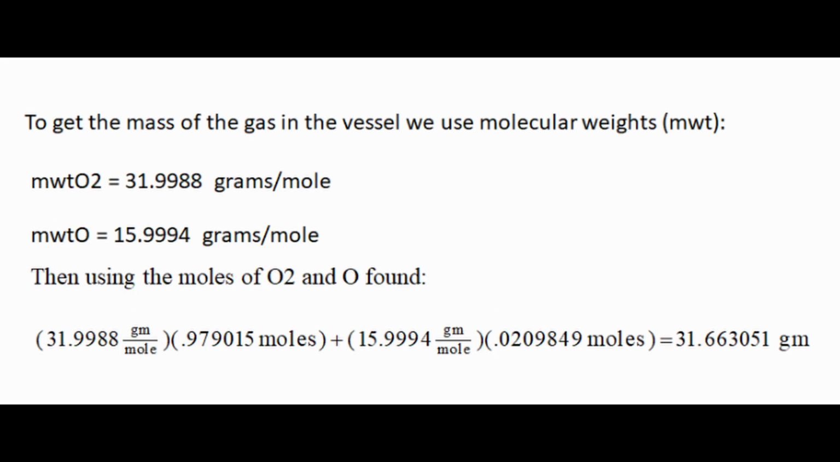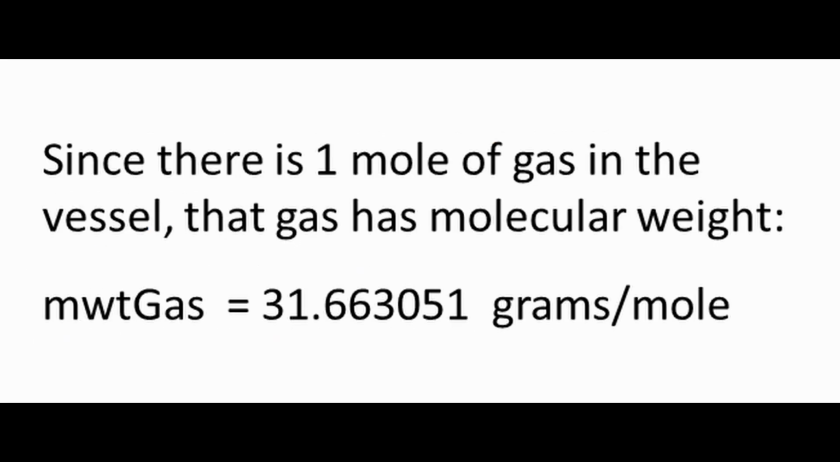If the molecular weight of O2 is 31.9988 grams per mole and the molecular weight of oxygen O is 15.994 grams per mole, then we can add these up to find that the mass of the oxygen in the vessel is 31.66 grams. And since we said there was 1 mole of oxygen in the vessel, the molecular weight of the gas in the vessel is 31.66 grams per mole.